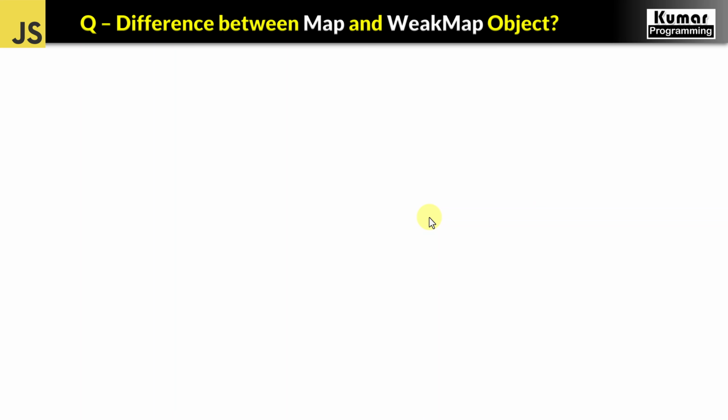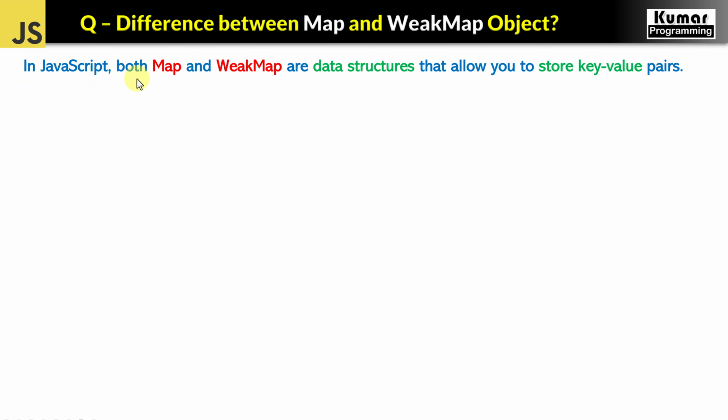Today we are going to cover a very important JavaScript question: what is the difference between Map and WeakMap objects. So let's first understand what Map and WeakMap are. In JavaScript, both Map and WeakMap are data structures that allow you to store key-value pairs. However, they have a lot of differences, so we will see each and every difference one by one.